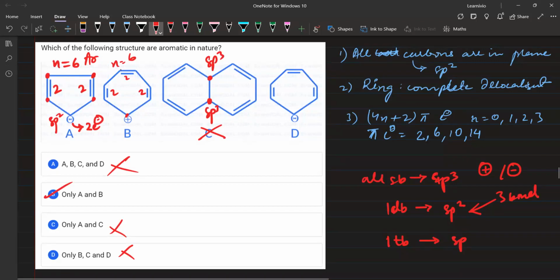Does this make sense? Yes or no? Please tell me. Then you will not even need to look at D. Otherwise, if you look at the D option also, here you have two electrons, two electrons, two electrons, and here you are having two electrons. So total number of electrons is equal to 8 electrons, and 8 electrons is not in the list for which we have aromaticity. Does this make sense? Yes or no? Please tell me.